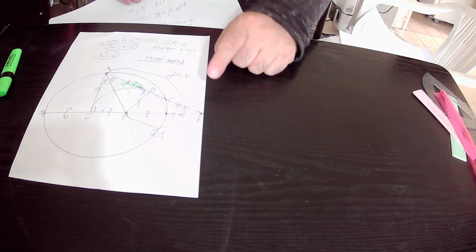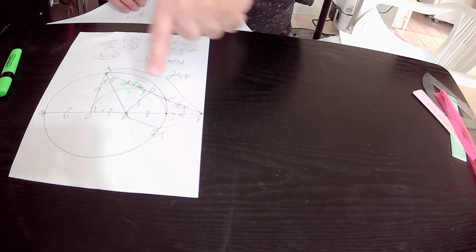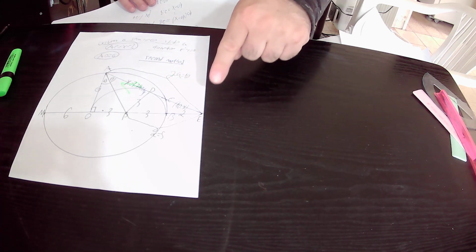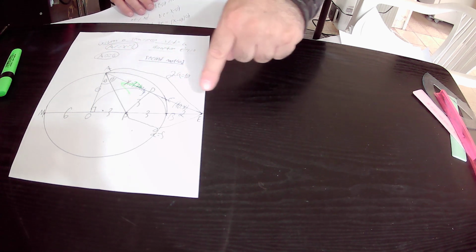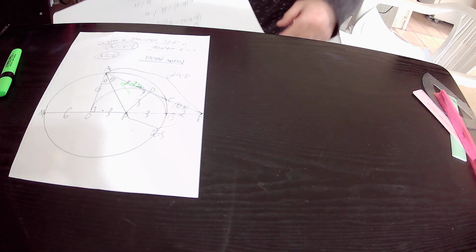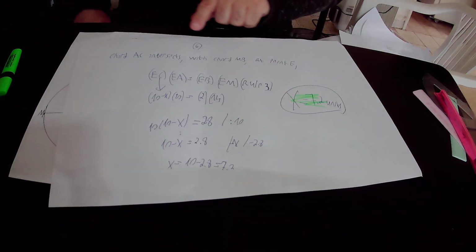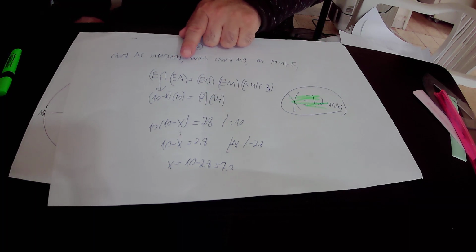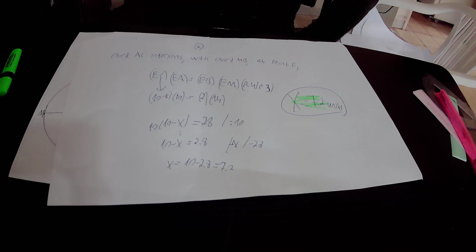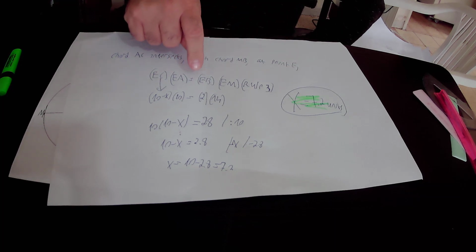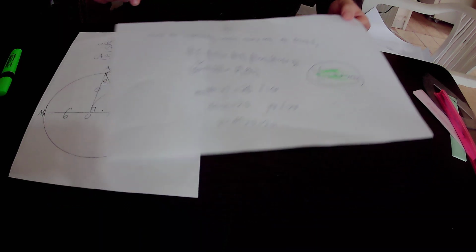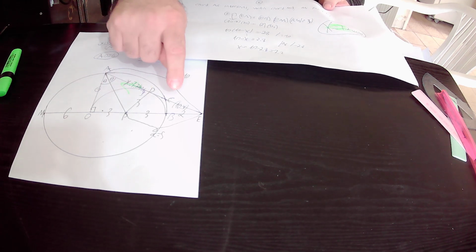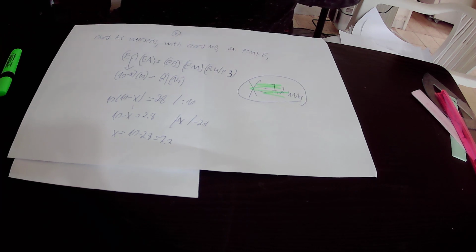In our drawing, we have chord AC that intersects with chord MB at point E. Point E is the intersection point of those two chords. Therefore, according to rule number 3, EC times EA equals EB times EM. EC equals 10 minus x, EA equals 10, EB equals 2, and ME equals 6 plus 3 plus 3, that is 12. 12 plus 2 is 14, so ME equals 14 units.